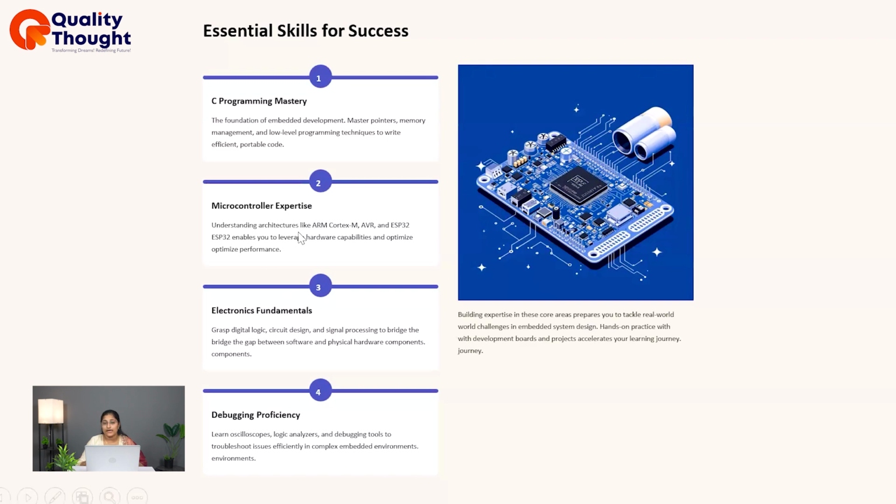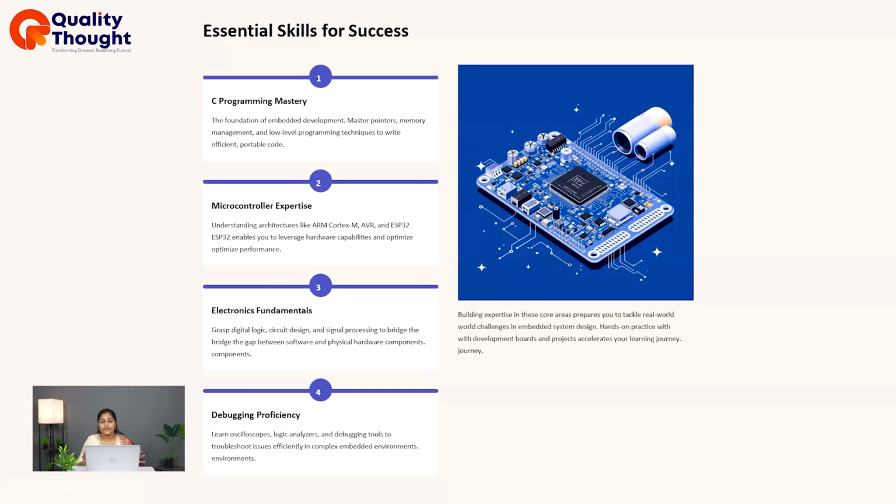Next, microcontroller expertise. You have to learn different microcontrollers, not just Arduino. For example, if you are a college student, you may be aware of the Arduino Uno, but you have to learn ARM Cortex, AVR, ESP32 and ESP8266. These are Wi-Fi modules. You need to learn microcontrollers, and if you learn more of them, there are more opportunities for you.